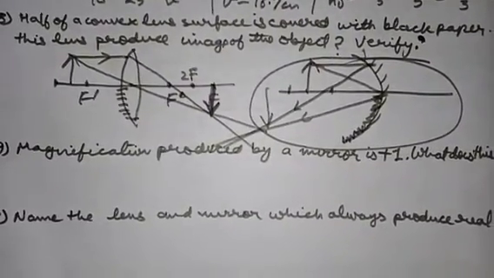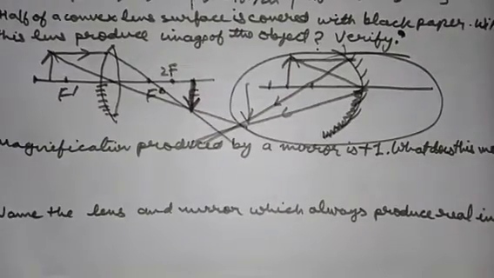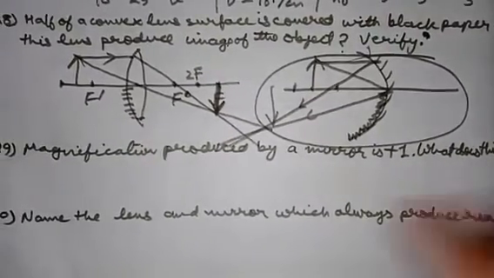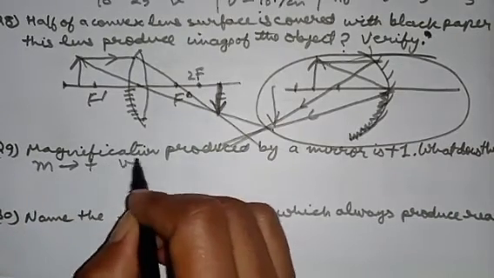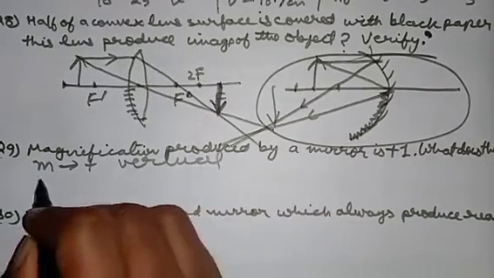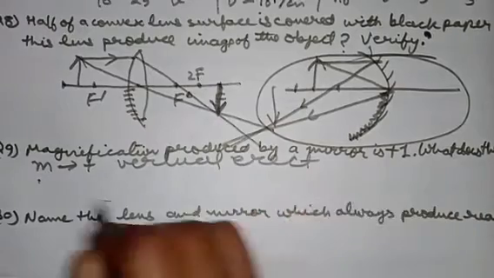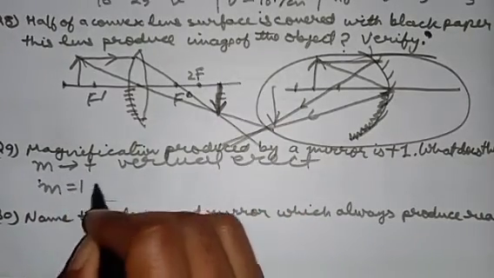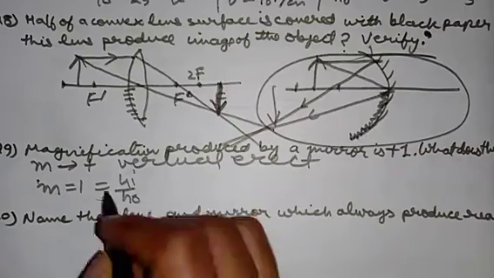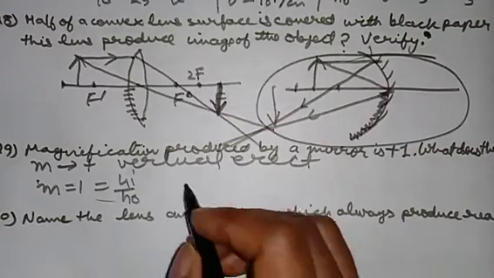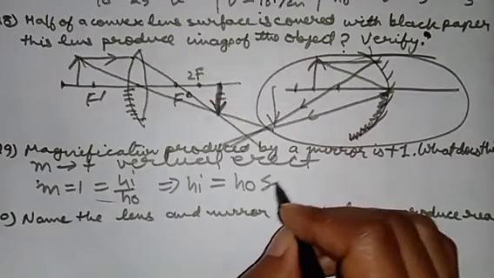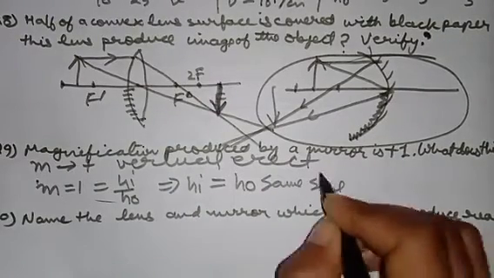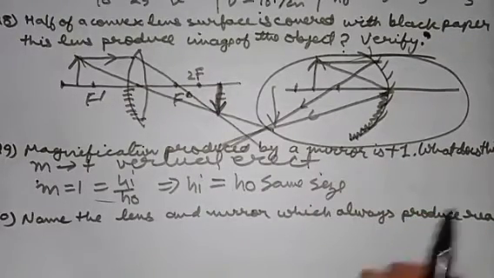Magnification produced by a mirror is +1. What does this mean? So +1 means m is positive, so it is a virtual image, virtual and erect, and m is equal to 1, that is h_i upon h_o, and therefore we can say h_i is equal to h_o, means same size, which happens in a plane mirror.